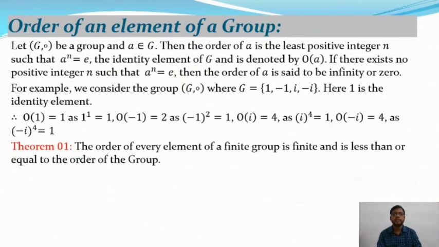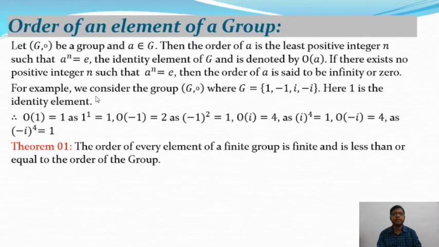So that means if a is an element in a group G, then the order of the element a is the least positive integer n such that a to the power n is equal to e, where e is the identity element, and is denoted by order of a. And if there exists no positive integer n such that a to the power n is equal to e, then the order of a is either infinity or 0. This is the definition of the order of an element.